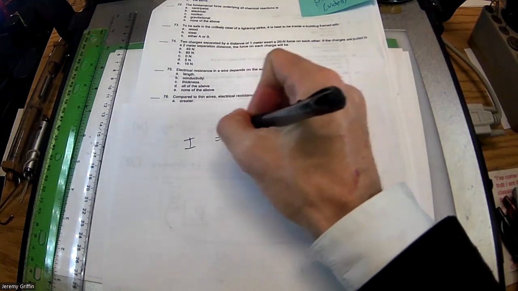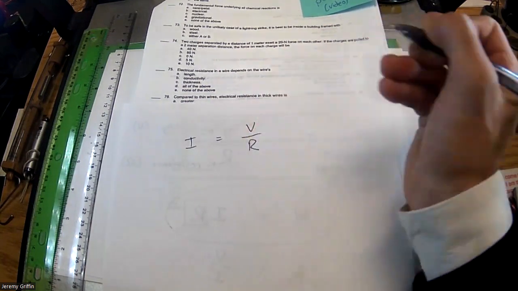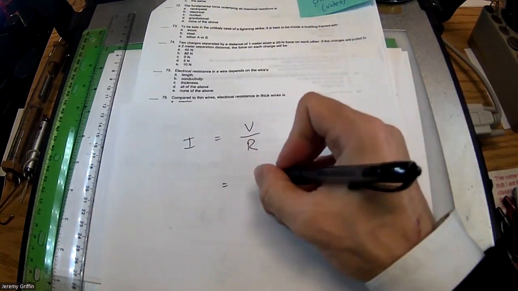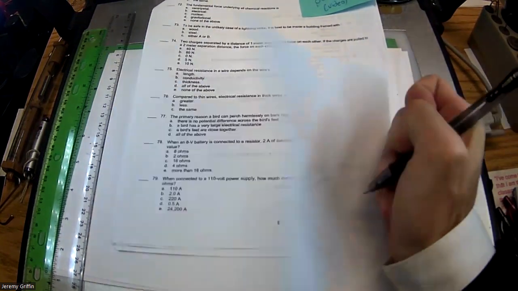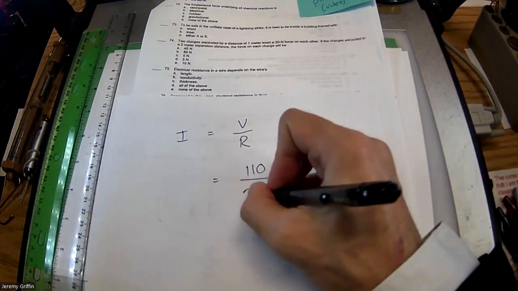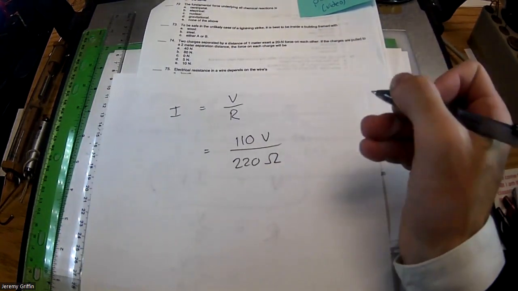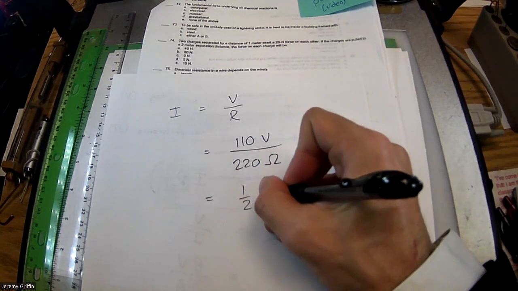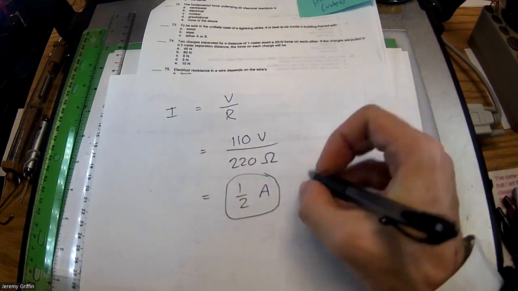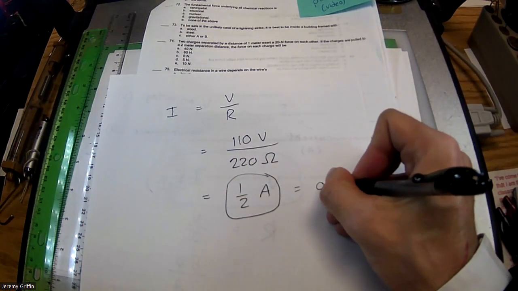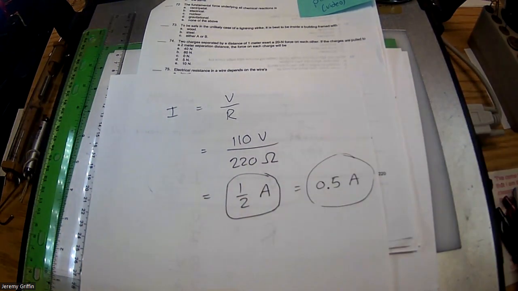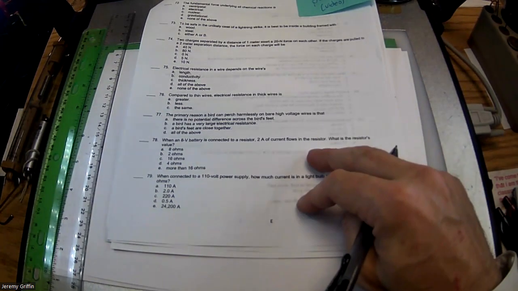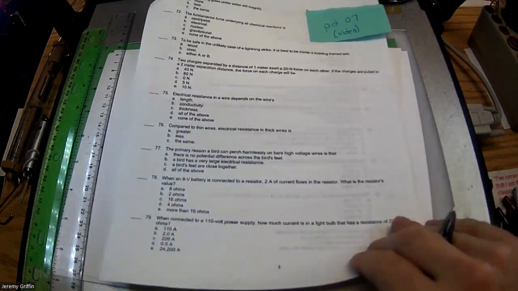So current is equal to potential difference over resistance, right? Actually, this is the best way to answer this particular question, because they said 110 volts, and they said 220 ohms. Like that. Oh, guys, what's that? Half an amp. Right? You could say 0.5 amps. Right? You guys get that? Ohm's law. There's 2 Ohm's law in a row.